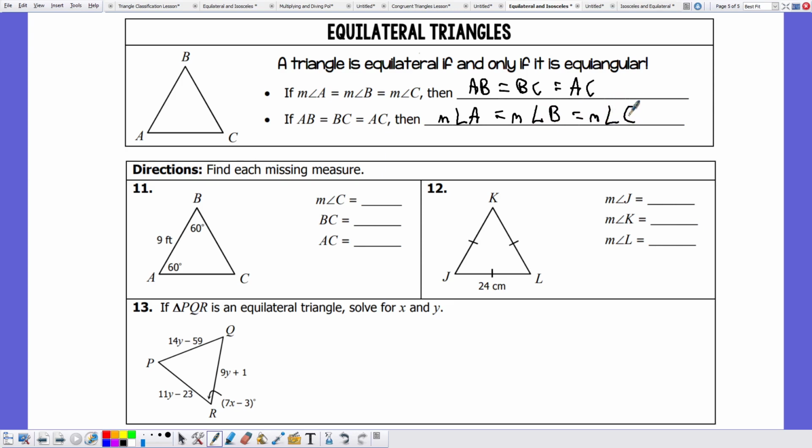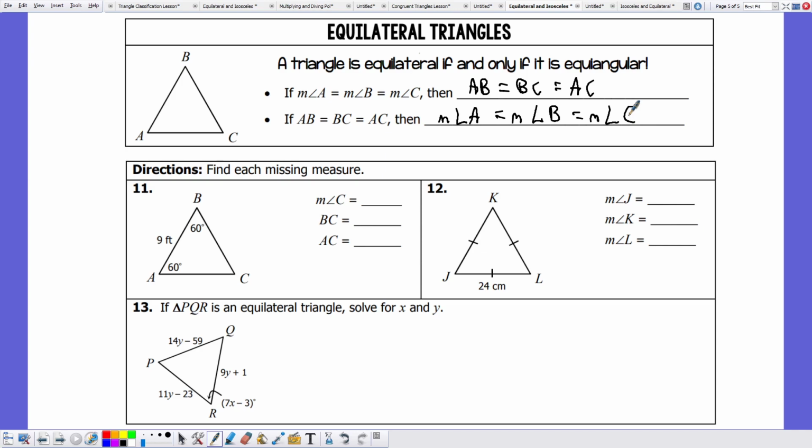So, if all the angles are the same, all the sides are the same. If all the sides are the same, all the angles are the same. That's what we want to be looking for. Now, one thing to note is that if all the angles are the same, then each angle has to be 60 degrees. Because all the interior angles add up to 180, and if they all contain the same measure, the only combination of numbers that would work is 60, 60, and 60.